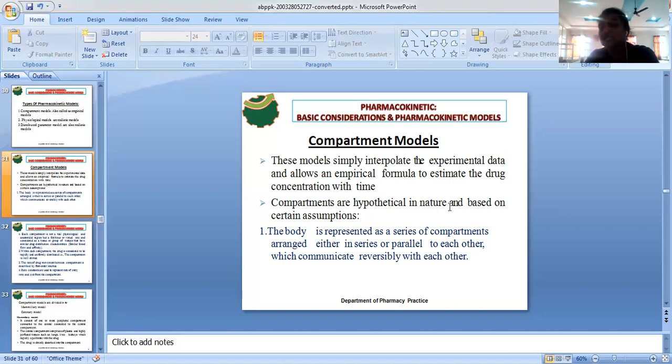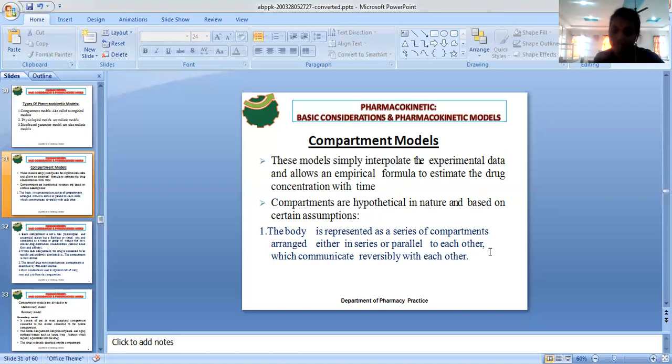That hypothesis is in turn done on the basis of certain assumptions. What are the assumptions? The first one is that the body is represented as a series of compartments arranged either in series or in parallel to each other. You are considering that each and every compartment communicates with each other reversibly. What is a compartment?